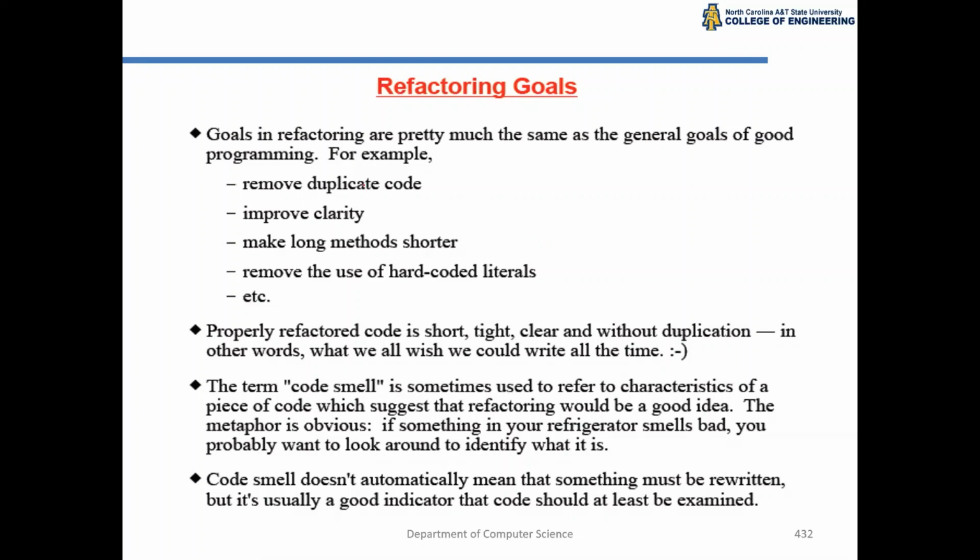What are the things you can do? Goals in the refactoring might be removing the duplication. You can see some duplication in the class. You can remove the redundancy. You can try to improve the clarity to make it clear. Make longer methods shorter, as discussed. Remove the use of hard-coded literals, etc. So the idea is that you need to make the code short, tight, and clear without duplication.